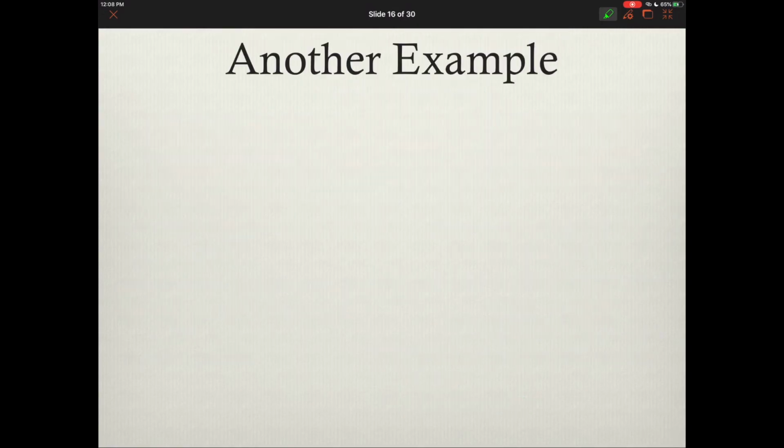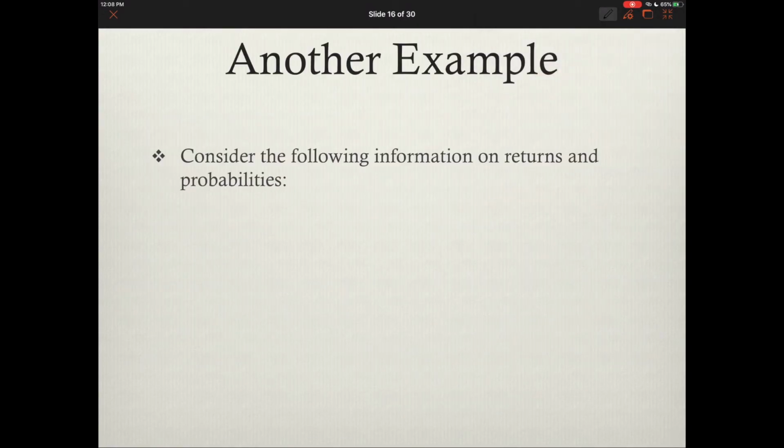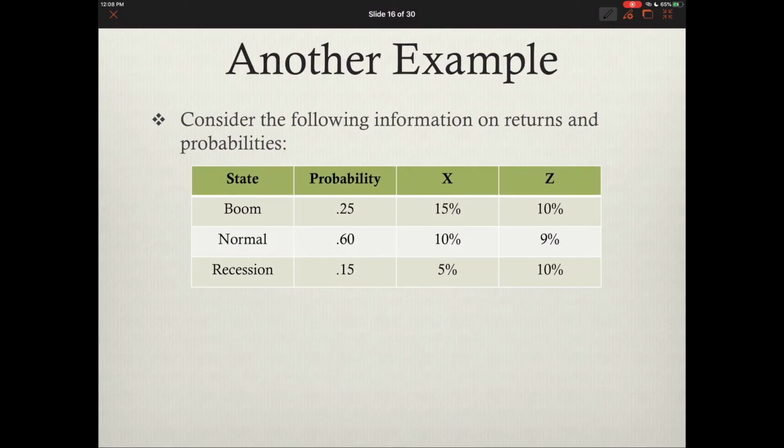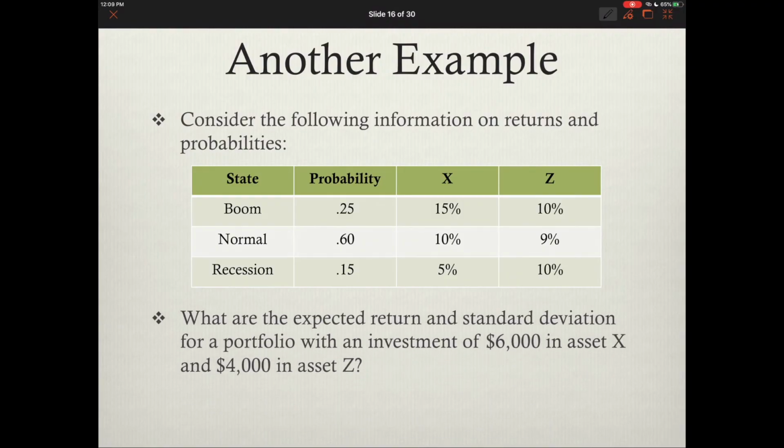Okay, so here with another example, let's consider the following information on returns and probabilities. Here we have, again, a 2-asset portfolio, assets X and Z, and here we have 3 economic conditions. We have a boom, a normal, and a recession in the economy, and they want to know what the expected return and standard deviation are for the portfolio if $6,000 of our portfolio is invested in asset X and $4,000 is invested in asset Z.